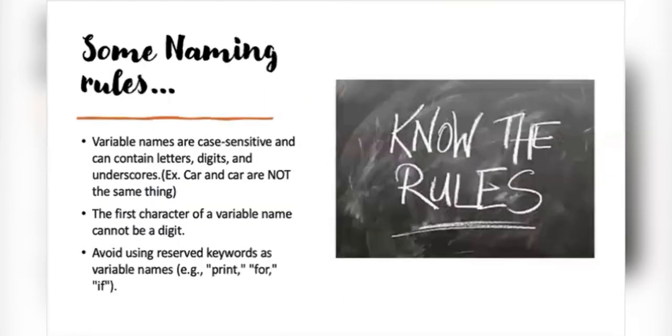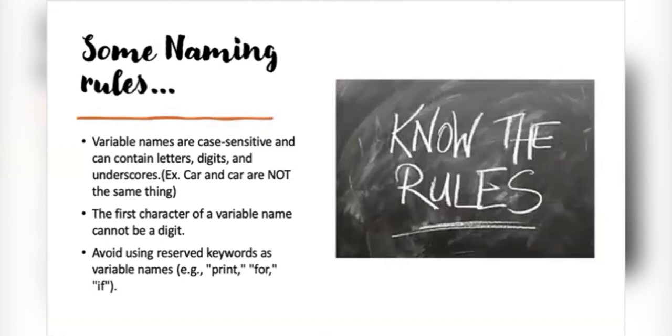So here are some naming rules for variables that you're going to want to follow to be a professional coder. Variable names are case sensitive. They contain letters, digits, and underscores. For example, if you write the variable Car with an uppercase C and the variable car with a lowercase c, they are not the same variable to Python. It will think that you are calling two different variables.